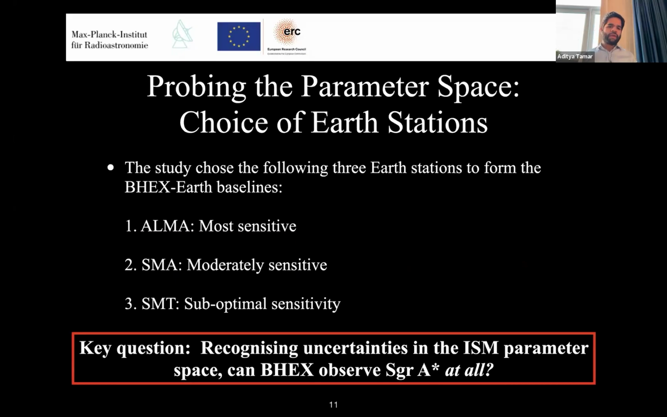Now, if you have to choose the parameters, you have to look at the Earth stations that you want to form with BECS. So we looked at 3 stations here to form the BECS Earth baselines. One was ALMA, which is the most sensitive, the sub-millimeter array, which is moderately sensitive, and this SMT, which is suboptimal sensitivity. And so the key question that we pose is the following. Recognizing uncertainties in the ISM parameter space, can BECS observe Sagittarius star at all?